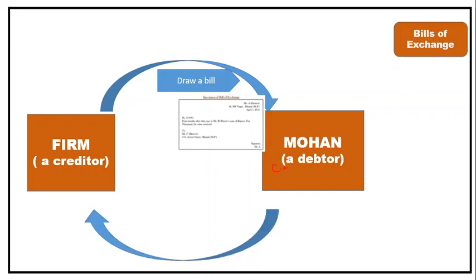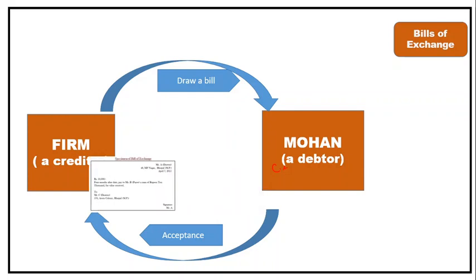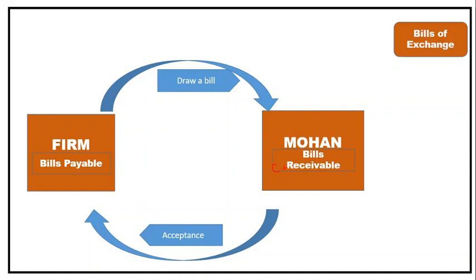Now Mohan, on the other hand, accepts it. Acceptance here means signing the bill and agreeing to it. Then this acceptance is sent back to the firm. After this process, Mohan becomes a bills receivable and the firm is a bills payable. From the category of debtors, Mohan's name will be written under bills receivable. Nature-wise it's the same. Money is still not received by the firm.